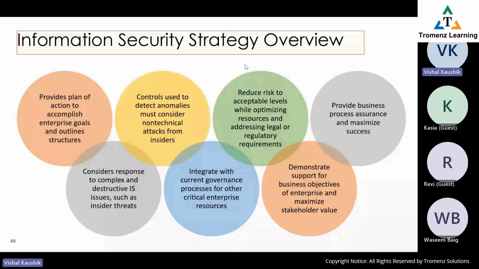Then for the strategy to be successful, it must consider senior management responsibility to respond to complex and potentially destructive IS issues. So what we need to be aware of, and I think we all know, is that many significant losses arise from insiders, not just external attacks. Many significant losses arise from insider threats.